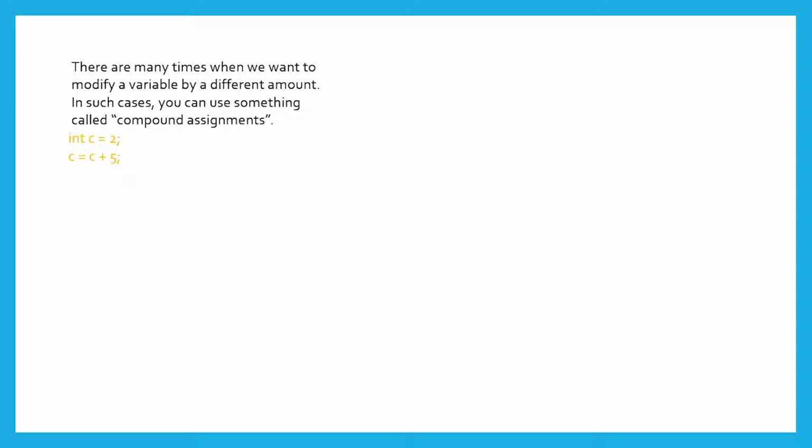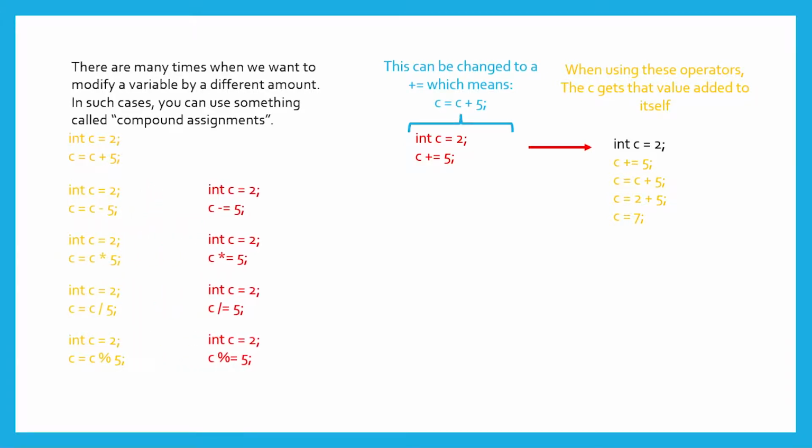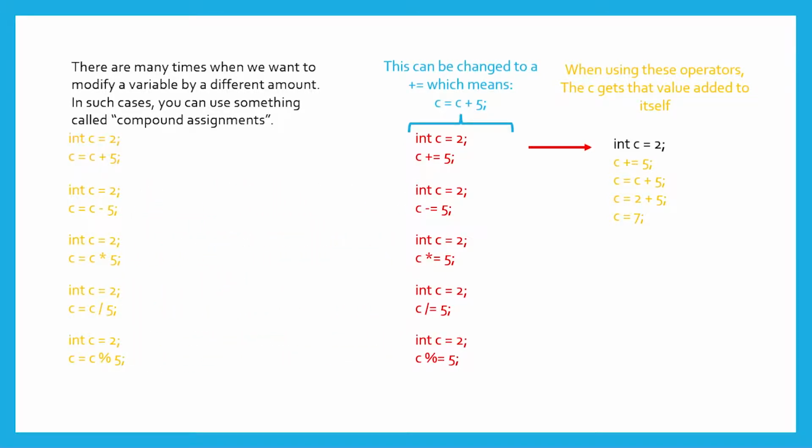Here we are incrementing c by 5. How can we make this shorter? So we can shorten it to this. So in this example, you can see that c equals 2 and then c plus equals 5. This means that c equals itself plus 5, which means c equals 2 plus 5, which comes out to c equals 7. You can do this with other operations such as subtraction, division, multiplication, and even modulus.